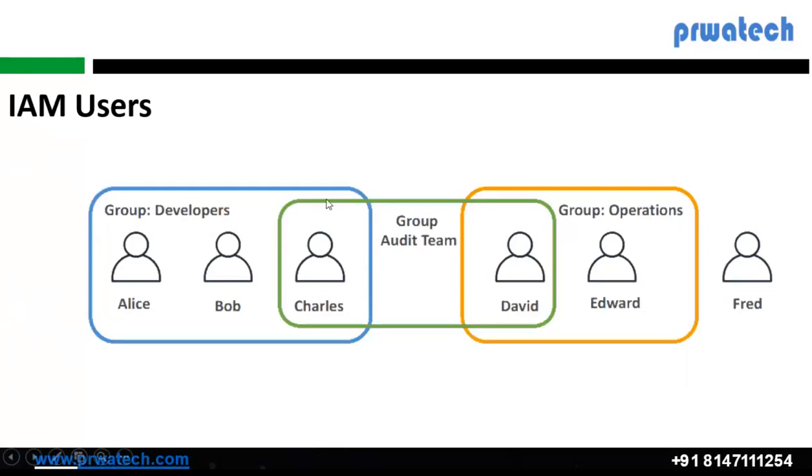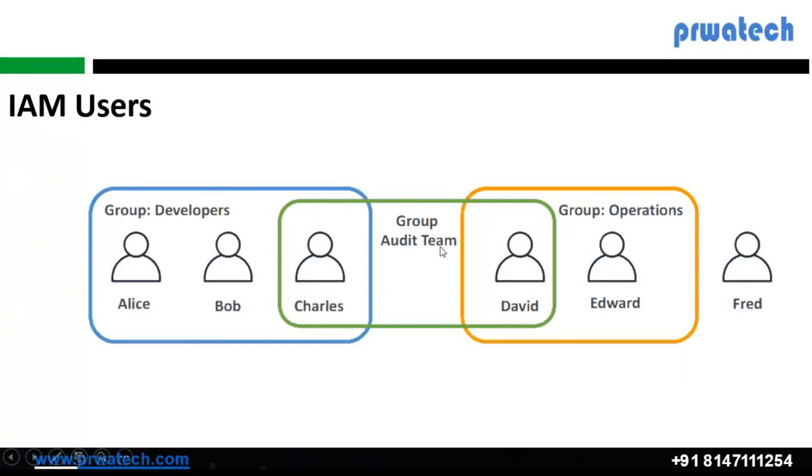Next, you can see the image. Suppose you have developers, so you create a group called developers, and then you want to add 3 users. You create 3 users, give them some permissions, and add them to the developers team. And if you want to create one more team called operation, you can create one more group, and if you want to add any users, you can just add them.